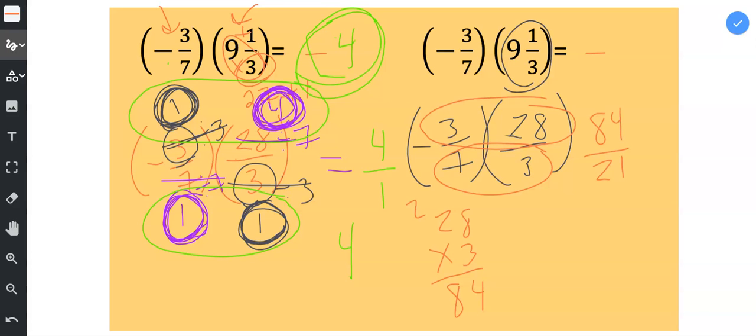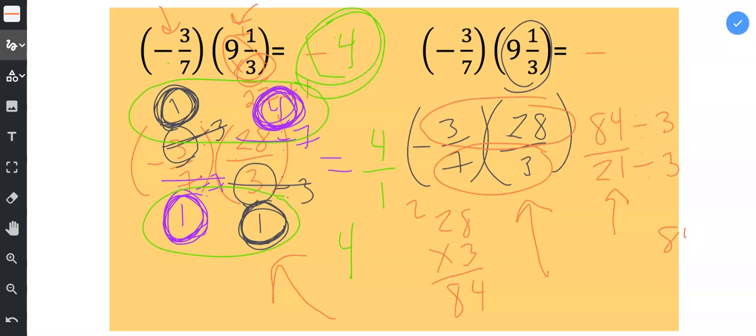And then from here you could reduce. So in the first example I reduced first and then I multiplied. In this example I multiplied first and now I'm going to reduce. Well, I know I can't divide them both by 2 because 21 is not even. I'm thinking that I can divide them each by 3. I know 21 is divisible by 3. And if I think about it, 8 plus 4 is 12. 12 is a multiple of 3, so I know that 84 is also divisible by 3.